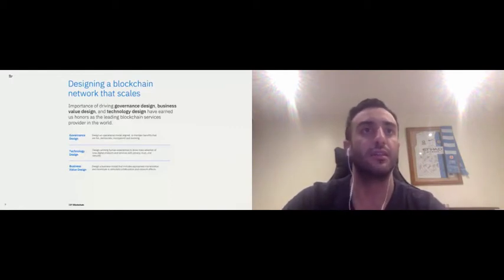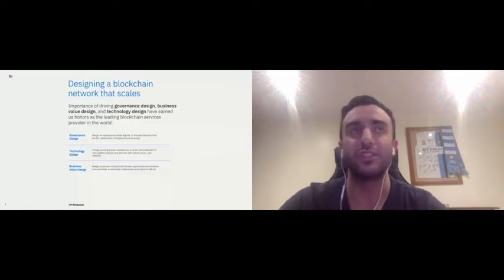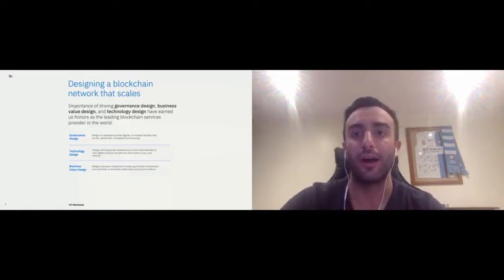It focuses on these three pillars that you see in the center of your screen there: governance design, technology design, and business value design. I'll go through them in a little bit more depth, and I'm unable to see any questions, but I'm assuming everyone will pipe up eventually with some questions if there aren't.